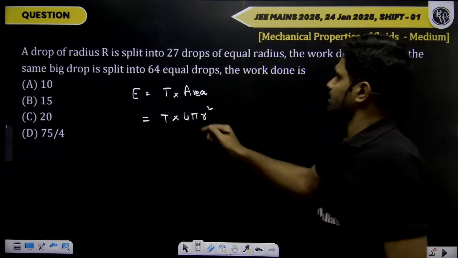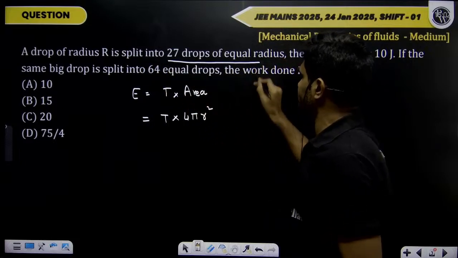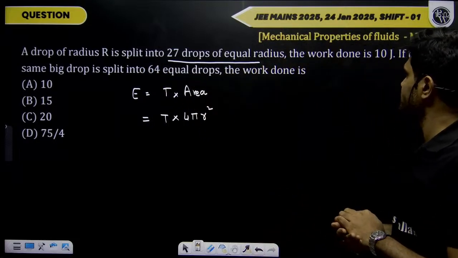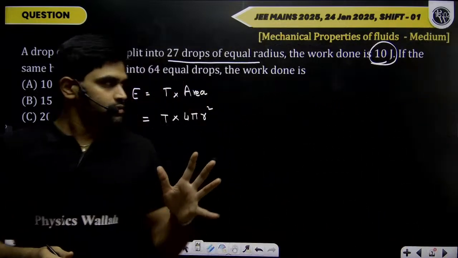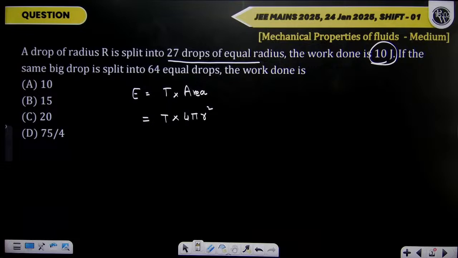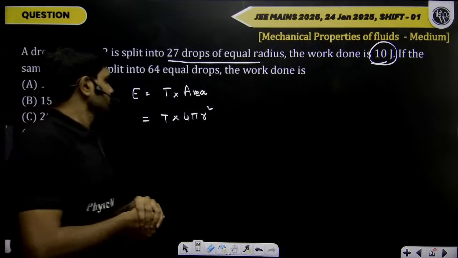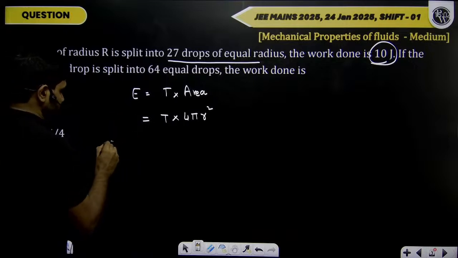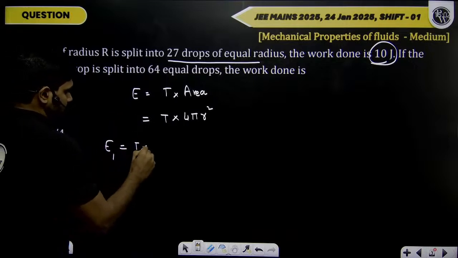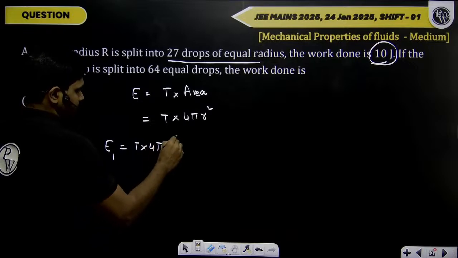Now they are saying first it is split into 27 drops, and the work done is 10 joules. What if it is split into 64 drops? They are asking for the new work done. So this is the initial energy, we'll call it E1, equal to T into 4 pi R1 square.